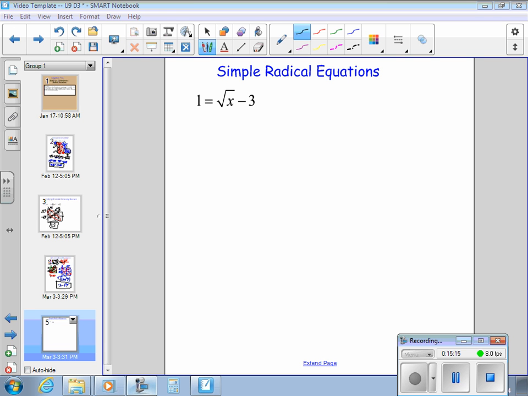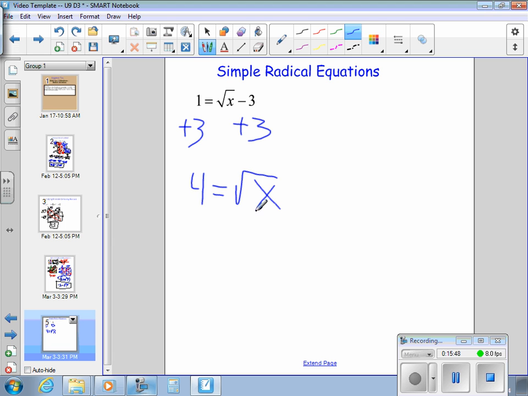Okay, when we're solving equations where we have a radical in it, the first thing is that we need to get the radical by itself. And then once we've done that, we will square both sides and solve from there as needed. So the first thing we need to do is get this square root of x by itself. And of course I'll do that by adding 3 to both sides of the equal sign, which will give me 4 equals the square root of x. The radical is now by itself and I can square both sides.